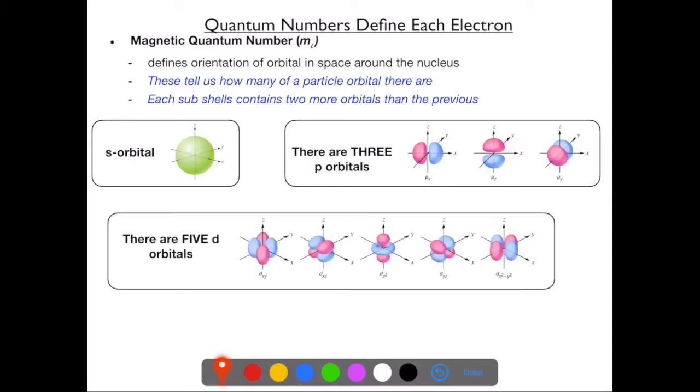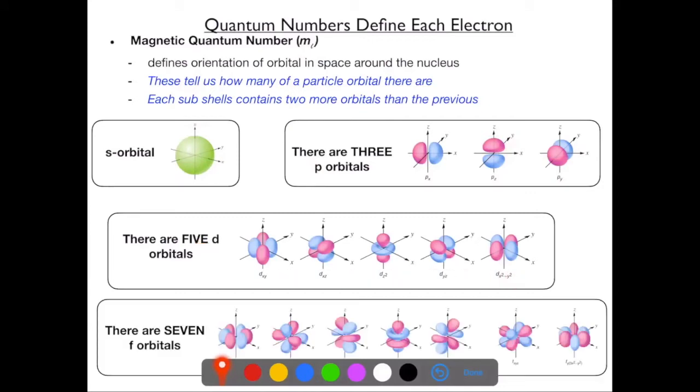When you go to the d orbitals, now there are 5 d orbitals pointing in different directions. With the f orbitals, there are 7 different f orbitals. And you don't need to memorize what the d and the f orbitals look like. The important thing to know is every time we add a subshell, we're going to gain 2 more orbitals. So 1 s, 3 p, 5 d, 7 f orbitals.